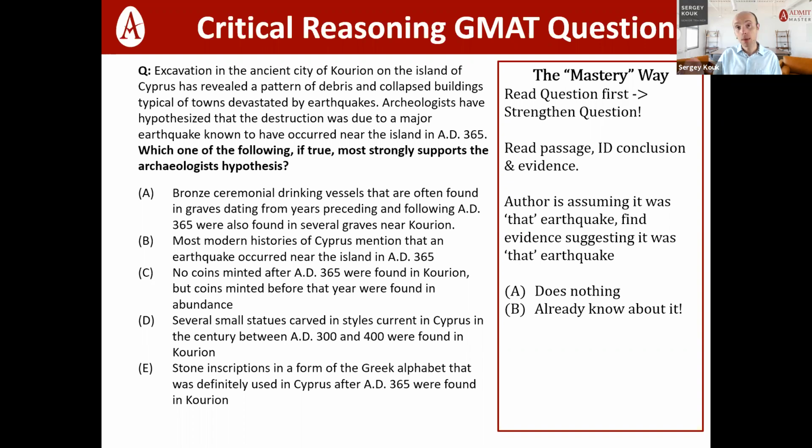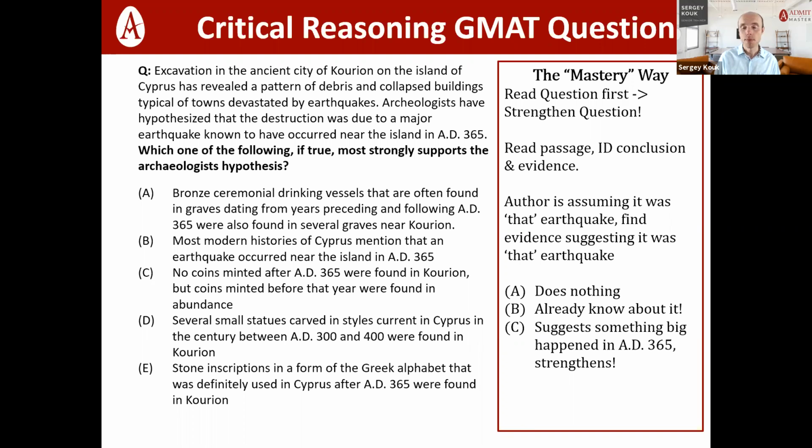Well, let's keep going. Maybe C is the right answer. C says that after 365, there were no more coins. And what does this mean? That means that the town was probably destroyed in AD 365. If we put this all together with the fact that it was destroyed by an earthquake and there was an earthquake in AD 365, now we're starting to get a complete picture. Now, this answer choice actually suggests that probably this is a correct assumption, that probably this is the correct argument. The hypothesis was right.